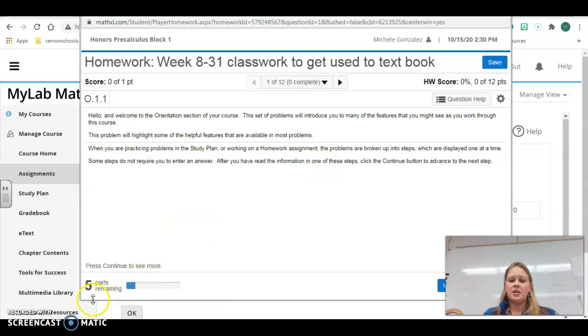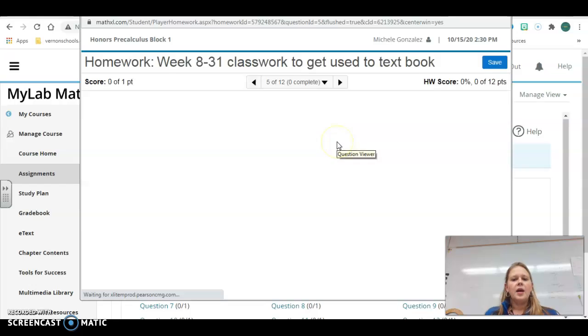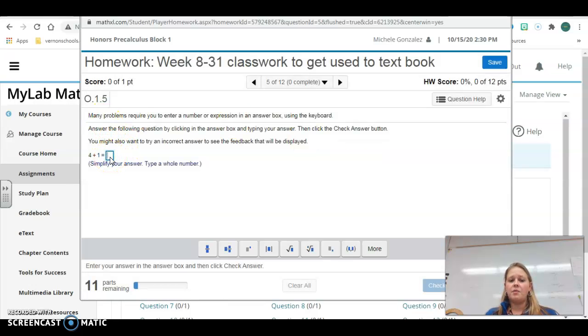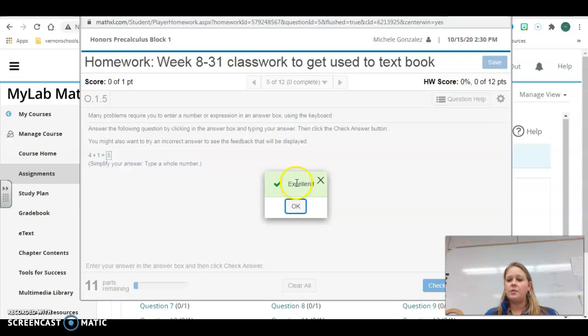They can see how many parts there are. They can continue. I guess this was example 1. We'll go to question 5, and you can see here that this is where they would put the box, and then they can check their answer, and if it's wrong or right, it will tell them.